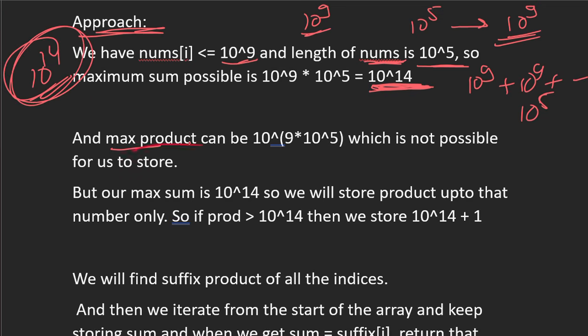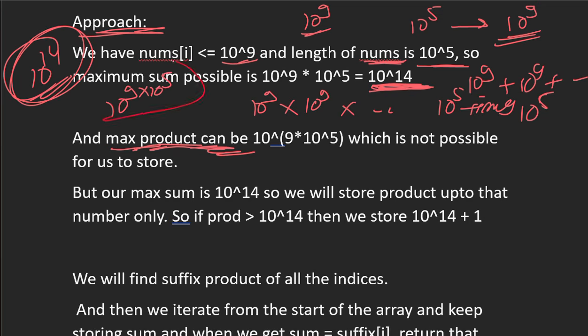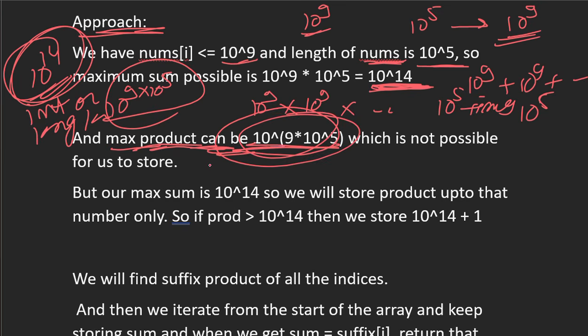And what can be the maximum product? Maximum product is, so one element is 10^9 into 10^9 into up to 10^5 times. So the total product is huge, which is too big to store in either int or long, right? So we can't store this product. So we will be facing the problem of overflow of integer or overflow of long.